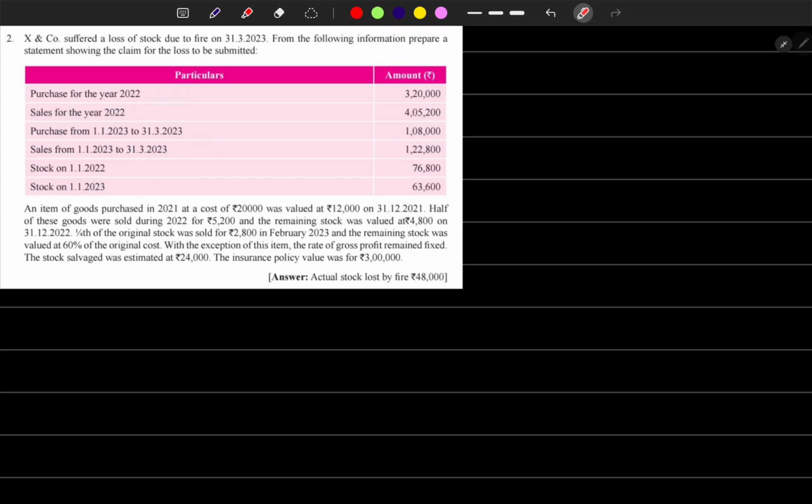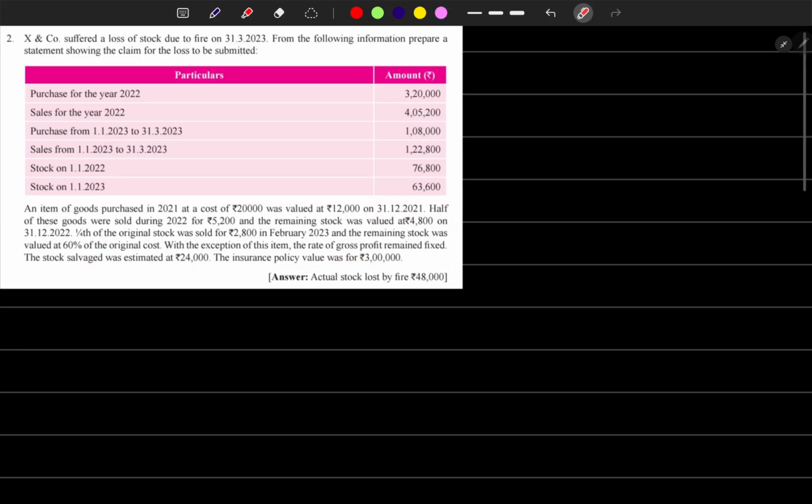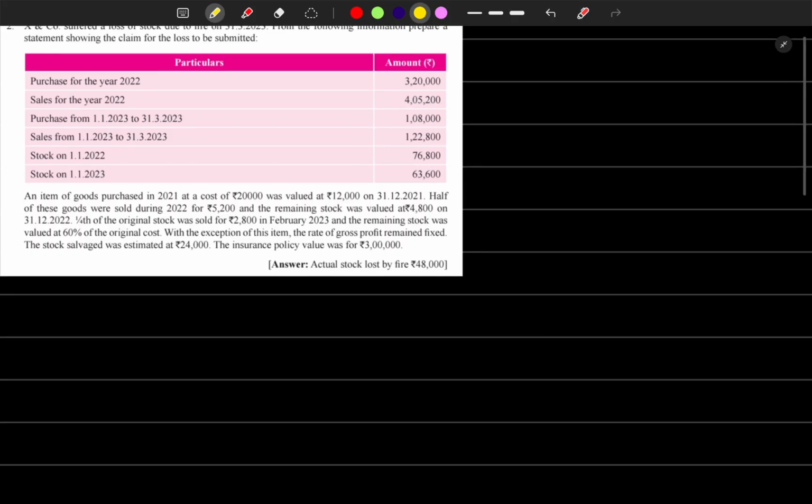An item of goods purchased in 2021 at the cost of rupees 20,000 was valued at 12,000 on 31/12/2021. This is the actual tricky part in this problem. We need to have a clear focus to have a grip over this area. I'll go with the timeline so you will get a clear understanding of what it means.